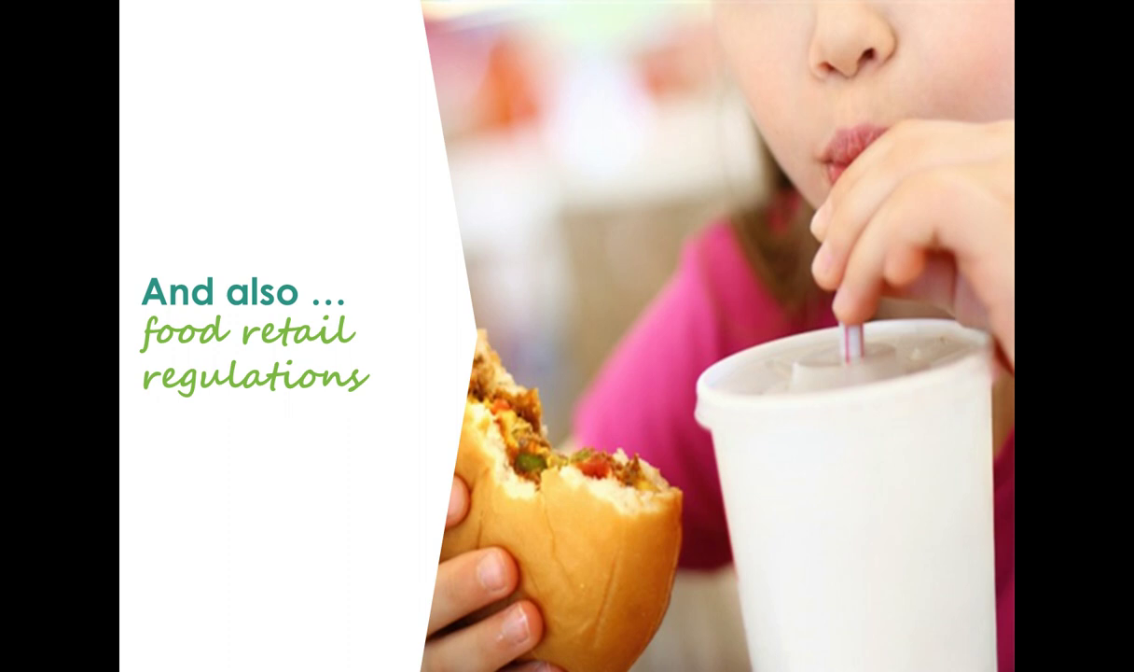Another example of this, food retail regulations. New York City's Board of Health was the first government entity in the U.S. to ban the use of artificial trans fats, and the first to require menu labeling. Both became widespread throughout the country, and now both are federal law. This is an example of both horizontal and vertical influence.